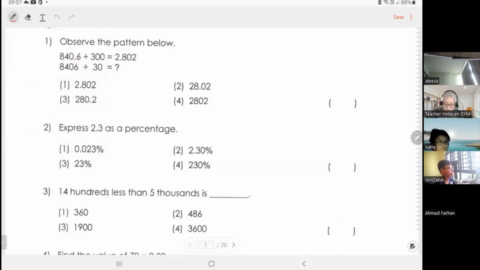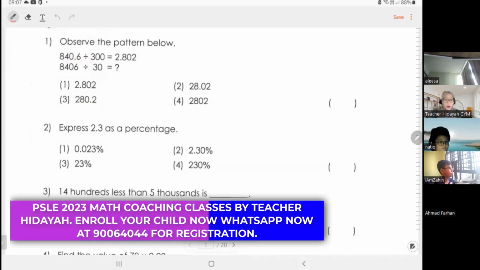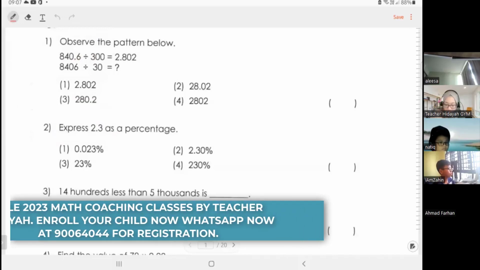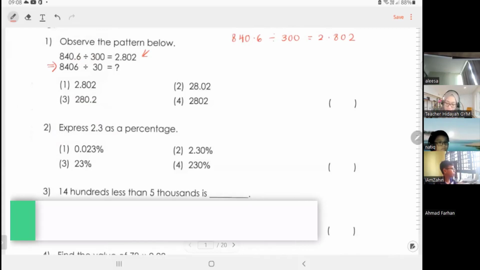Okay, for question number 1, observe the pattern below. So you have 840.6 divided by 300 and you get this. They give you this thing. Now they're asking you, what is 8,406 divided by 30? What is the pattern here then? 840.6 divided by 300, I get 2.802. Next is, they ask you to find this one, 8,406 divided by 30.